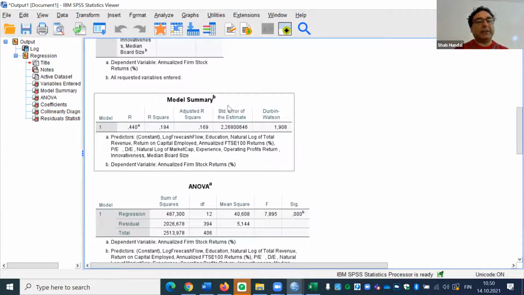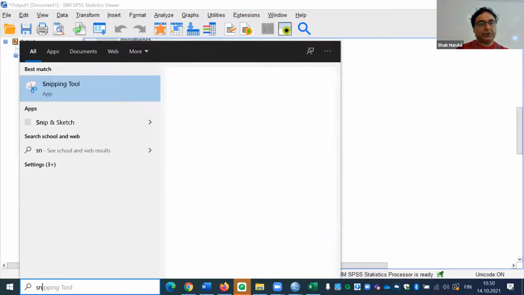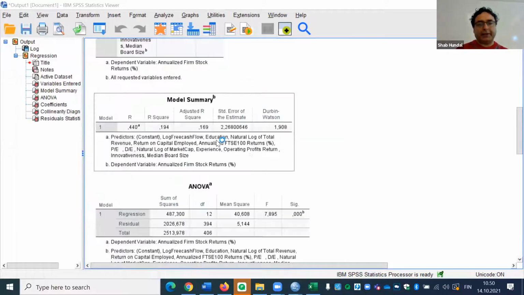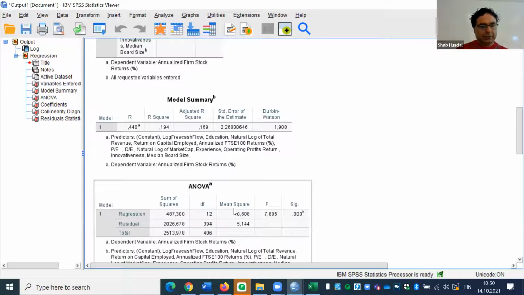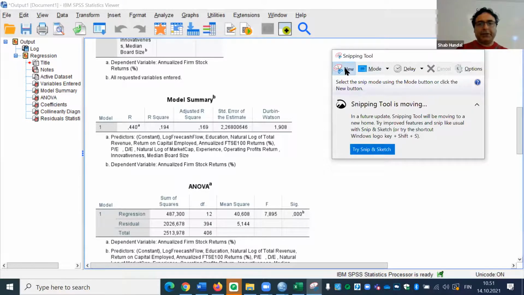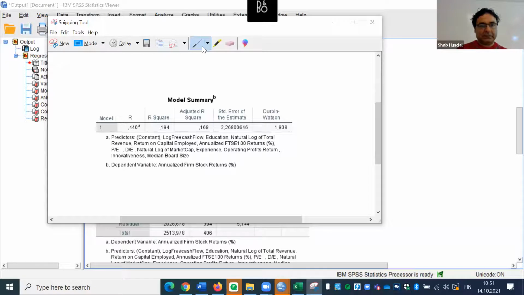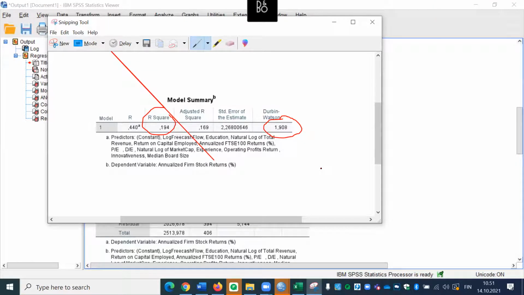So in this table, the model summary, I will take a screenshot, because it's good to know what to study and, more importantly, what not to study. That is also equally important. From this table, I would select this one, and then select this one. My friends on Zoom, can you see the screenshot which I took? Yes, sir. Okay, good.